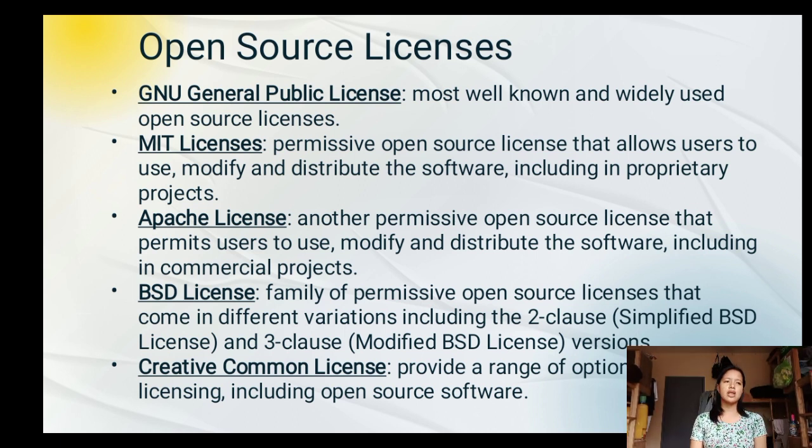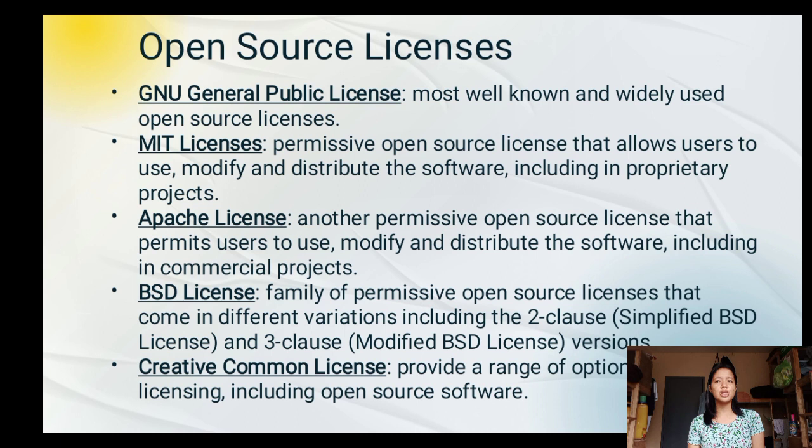Another open source license is the MIT license. It is a permissive open source license that allows users to use, modify, and distribute the software, including in proprietary projects. It places minimal restrictions, primarily requiring the inclusion of the original copyright notice and disclaimer in the distribution of the software.